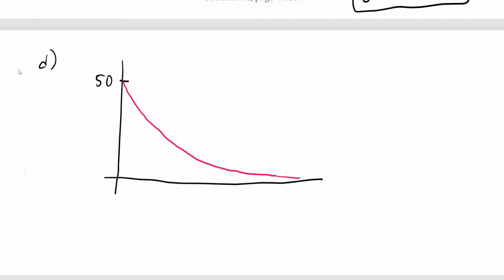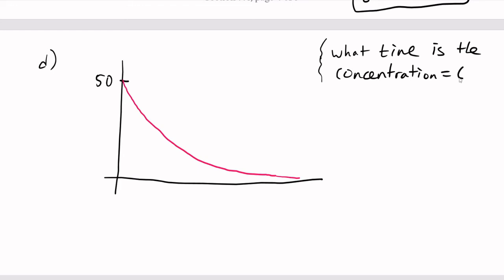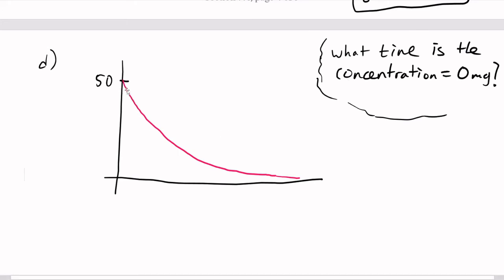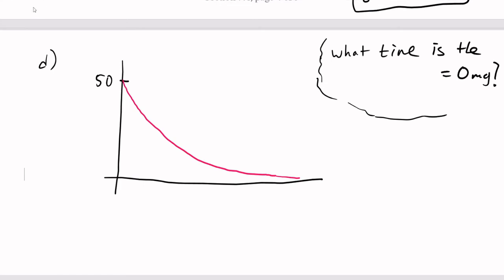So here's an extra little tidbit for you to think about. And this is a small strike against using these formulas in the real world. At what time is the concentration equal to 0 milligrams? So it's something for you to kind of think about off to the side, right? If this formula really is telling me the mass, so I should use mass there.